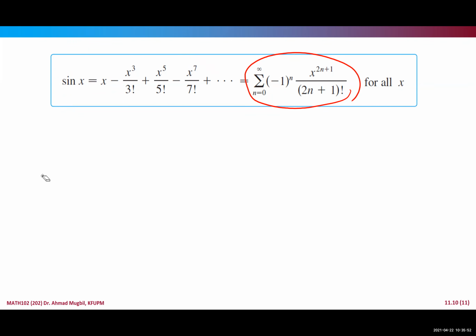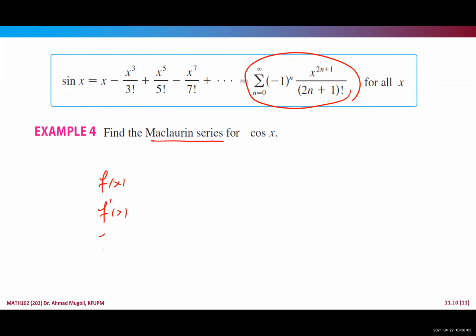Good. Let's do the same for cosine. Of course, if you want to find the Maclaurin series for cosine, again, you need to find the function, then the first derivative, the second derivative, then the third derivative, and so on, until the nth derivative, if you can, of course.